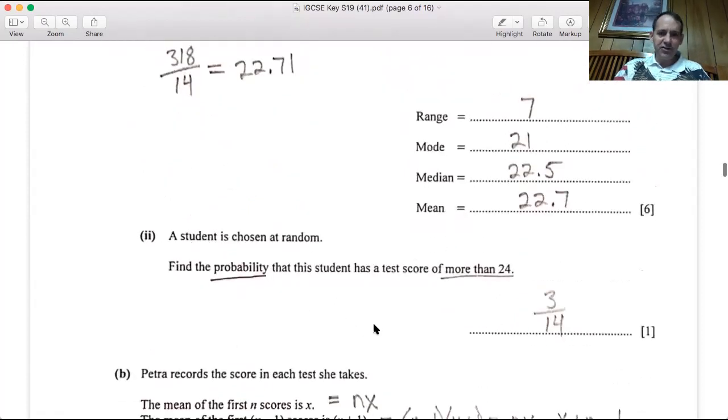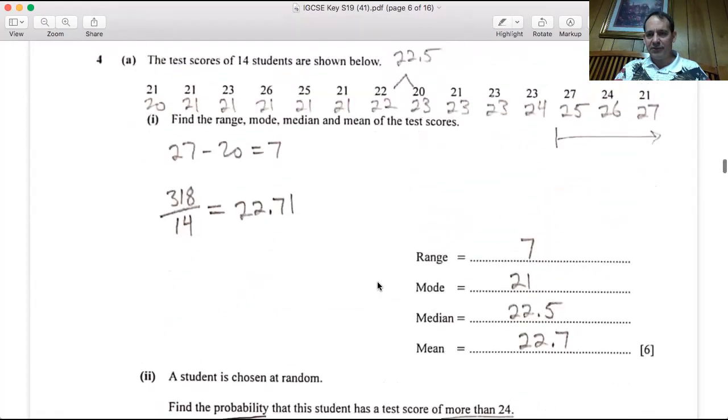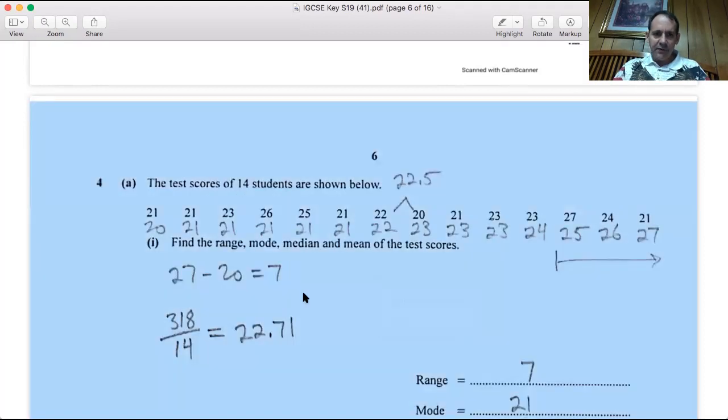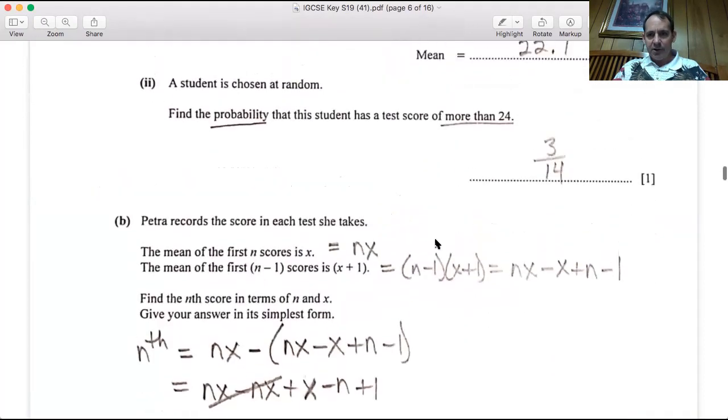Now, a student is chosen at random. Find the probability that the student has a test score of more than 24. More than means you don't include the 24. So here's where your 24 is. More than 24, there are 3 values. Total of 14 values. So 3/14 is your probability.